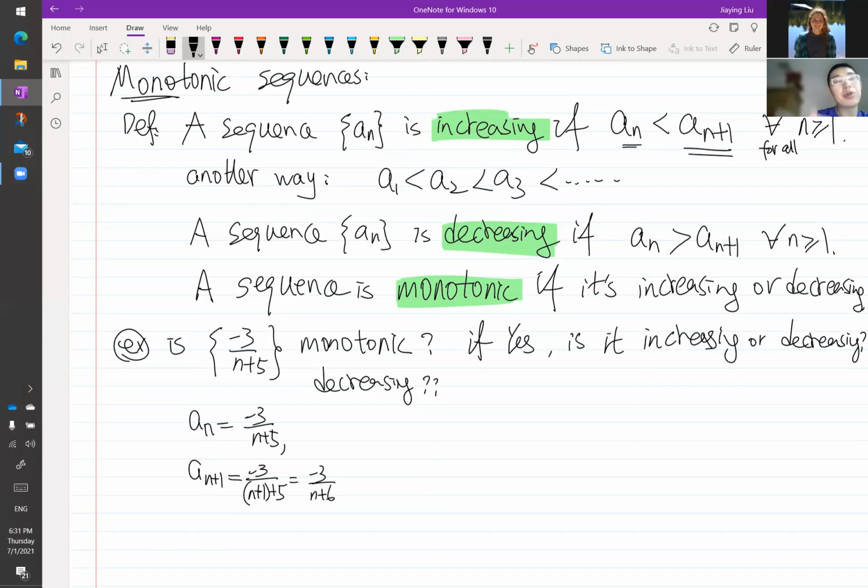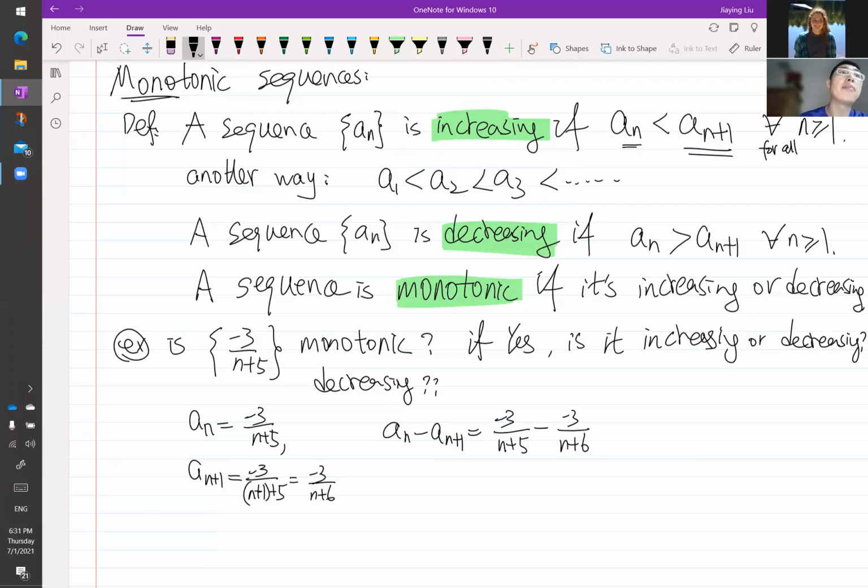And then the next thing, if I want to compare which one is bigger, what I learned from my teachers is that I always find the difference. So I'm going to calculate an minus an plus 1. I want to know if the difference is positive or negative. If it's positive, that means the first number, the an, is bigger. If it's negative, the one I'm subtracting is bigger, right? So I'm going to calculate negative 3 over n plus 5 minus negative 3 over n plus 6.